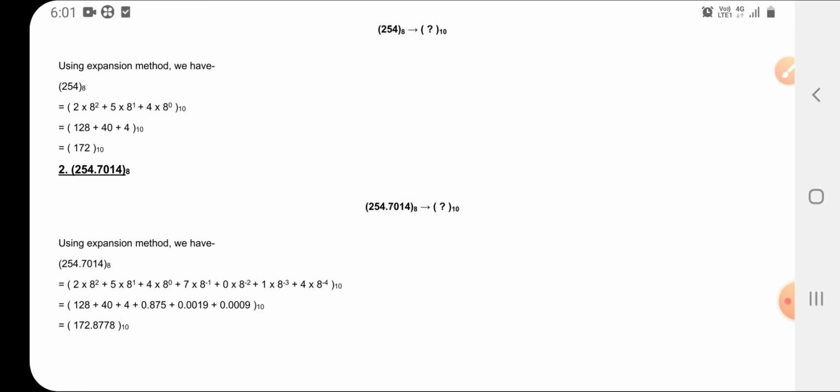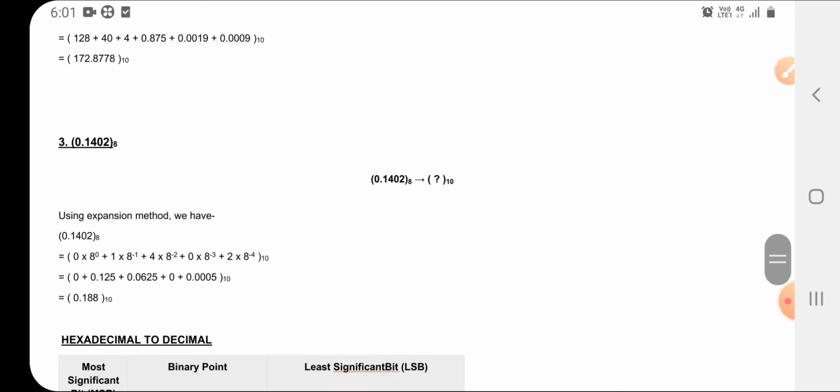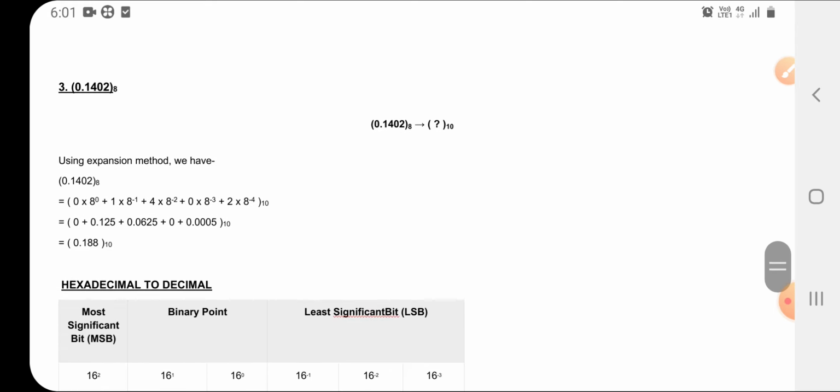So after finding the value, then you multiply. Okay, so multiply and find the sum. Okay, so you check and see whether the answer is correct. So they have given one more example for octal to decimal. So same thing. Here they don't have the integer part, they have only the fractional part. Okay, after the octal point.